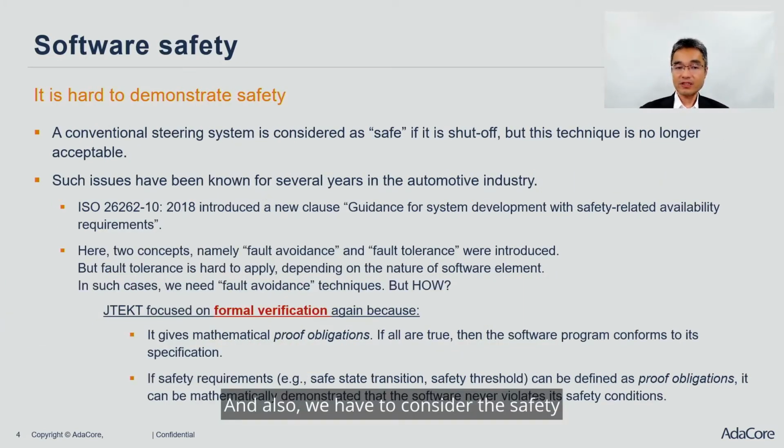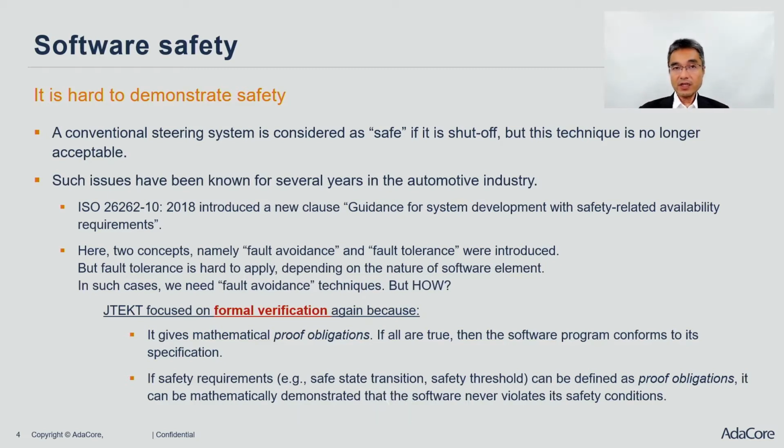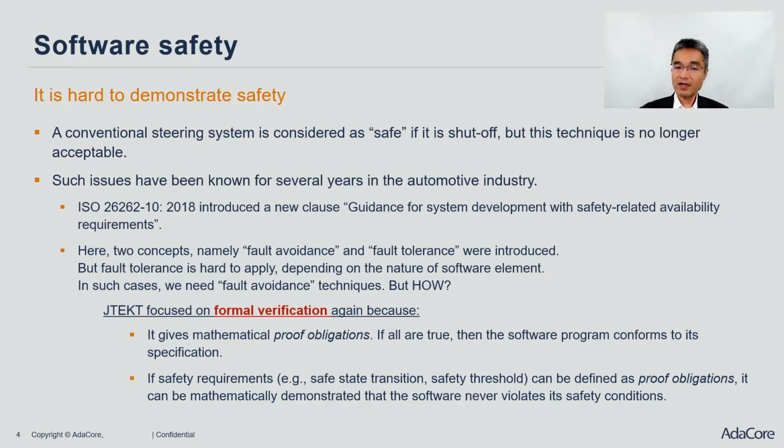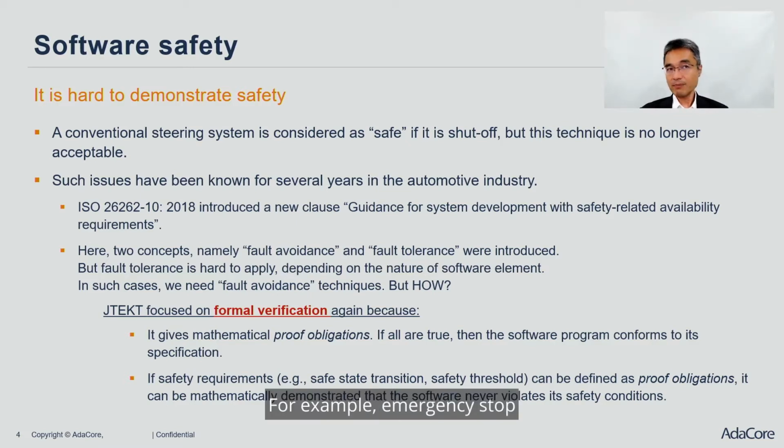And also, we have to consider the safety. So, in a conventional EPS system, of course, we also consider the safety, but in the previous systems, if something wrong behavior is found, then we can shut off the software behavior itself. For example, an emergency stop or something like that. But currently, as I mentioned earlier, the current system is used for automated driving. Let's imagine if automated driving is suddenly stopped, then we could not deal with such a situation. That's why our software should maintain its functionality. That is a new kind of safety requirement, and it is not allowed to shut off the software behavior itself.